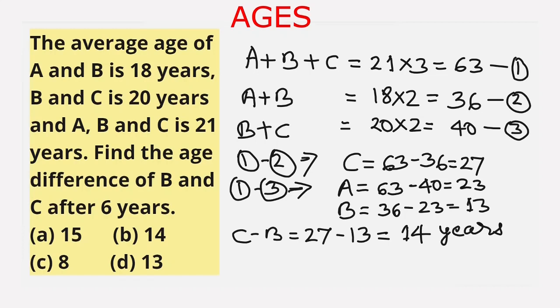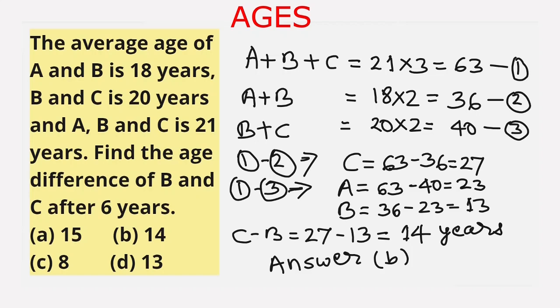This way we can easily find the difference of the age of B and C. The age difference between two persons remains constant. So the age difference of B and C, which is 14 years, will be the same even after 6 years as asked in the question. To explain this, if I am 4 years older than my brother, I will continue to be 4 years older for all the years to come. And from the given options, our answer is option B.